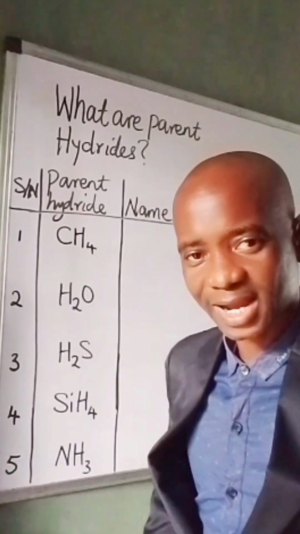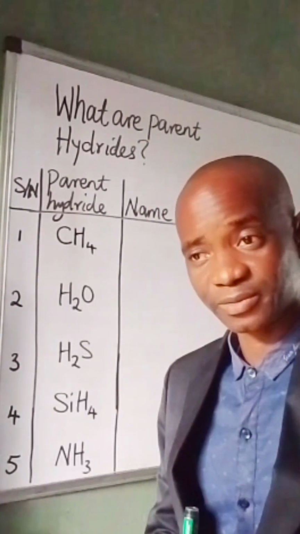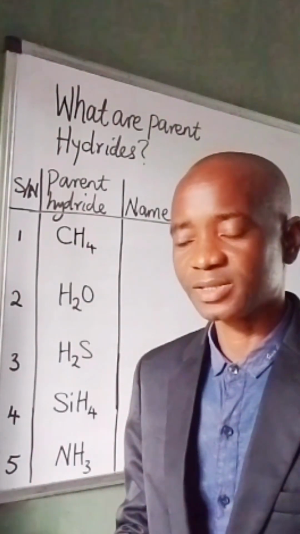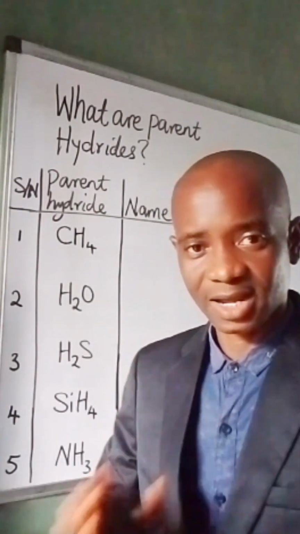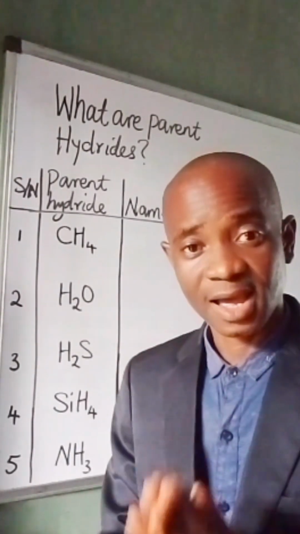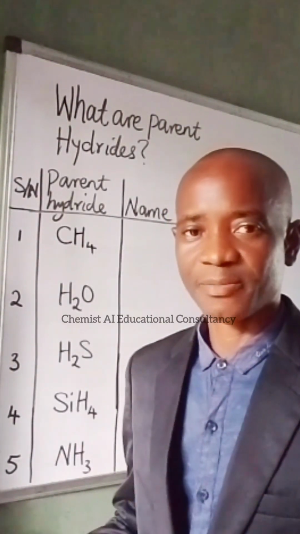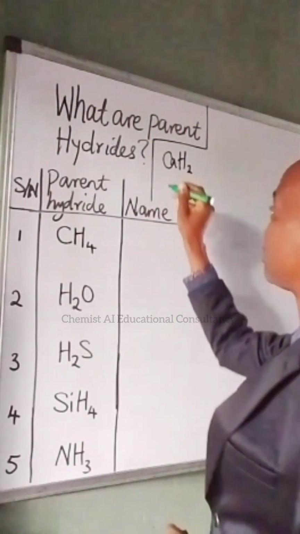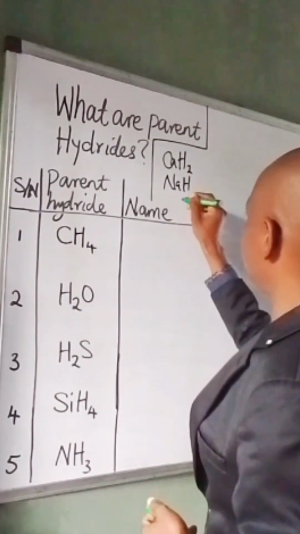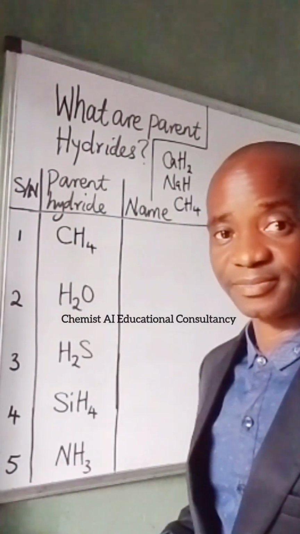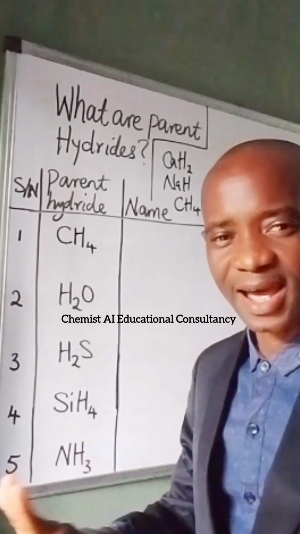Let's talk about parent hydrides. In your O level, you know that a hydride is a binary compound formed between an element and hydrogen. So hydride is made up of hydrogen and another element. Example, calcium hydride, sodium hydride, even methane. Whenever an element combines with hydrogen, the compound is called hydride.